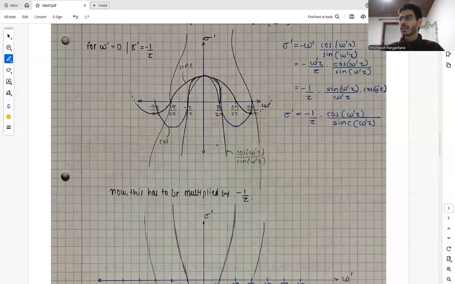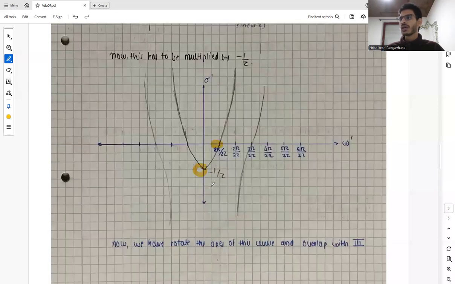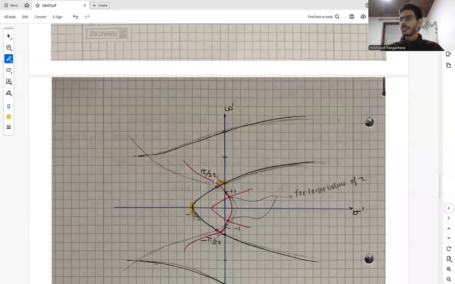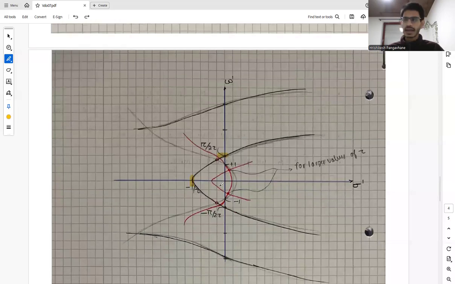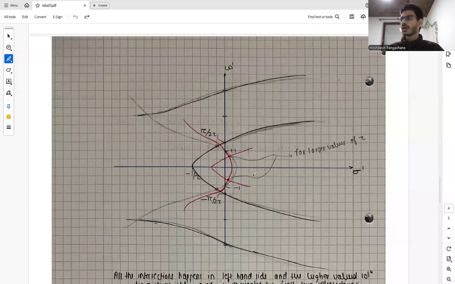And over here, these 2 points are crucial. So using these 2 points, we can analyze the nature of our curve. Basically over here, they are intersecting and giving the solution in the left half plane. And this is for the smaller values of tau.